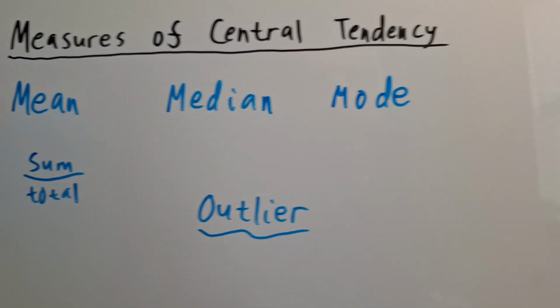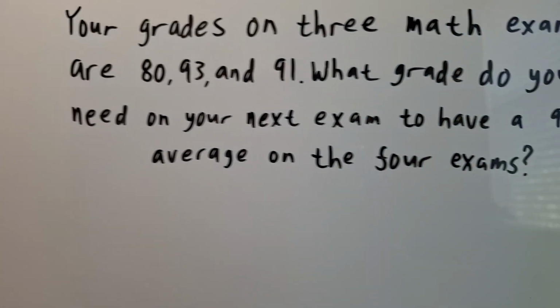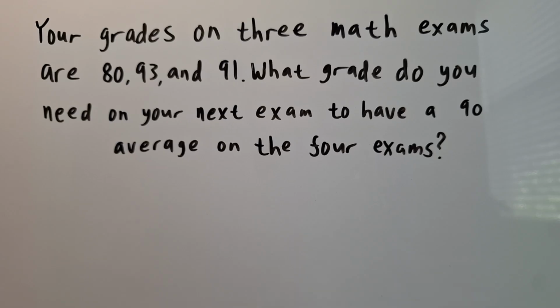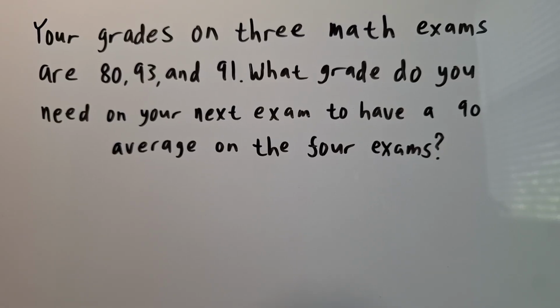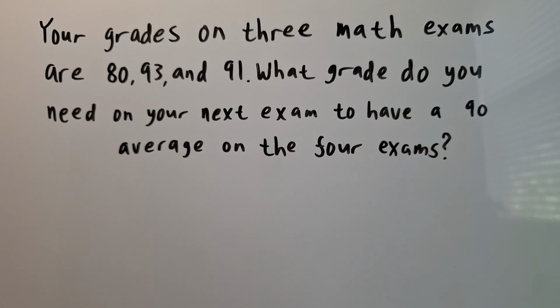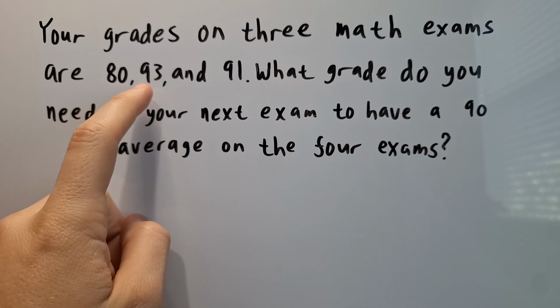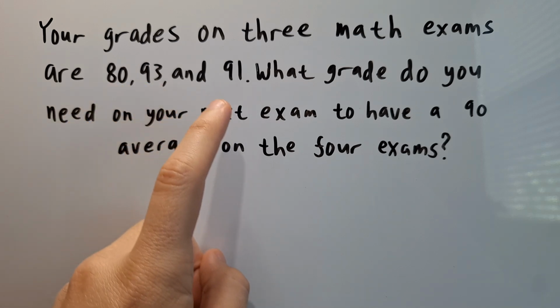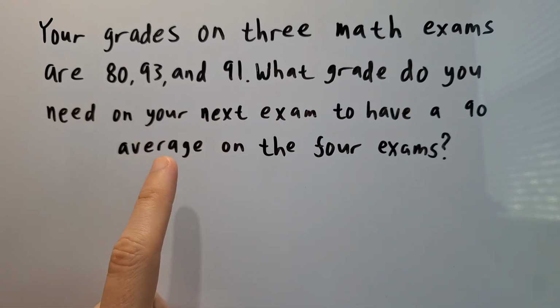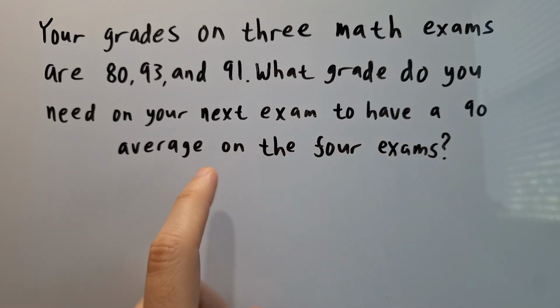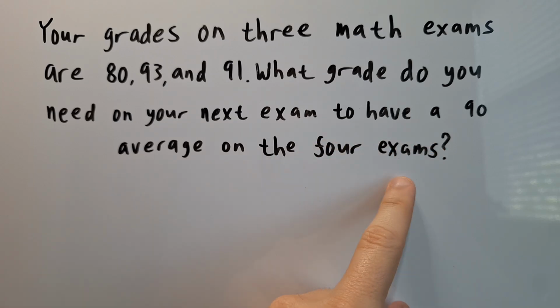But for this video in particular, I want to work out these kinds of problems. These tend to pop up quite often, and I want us to calculate this together. So let's suppose that our grades on 3 math exams respectively are 80, 93, and 91. What grade do we need on our next exam to have a 90 average on the 4 exams?